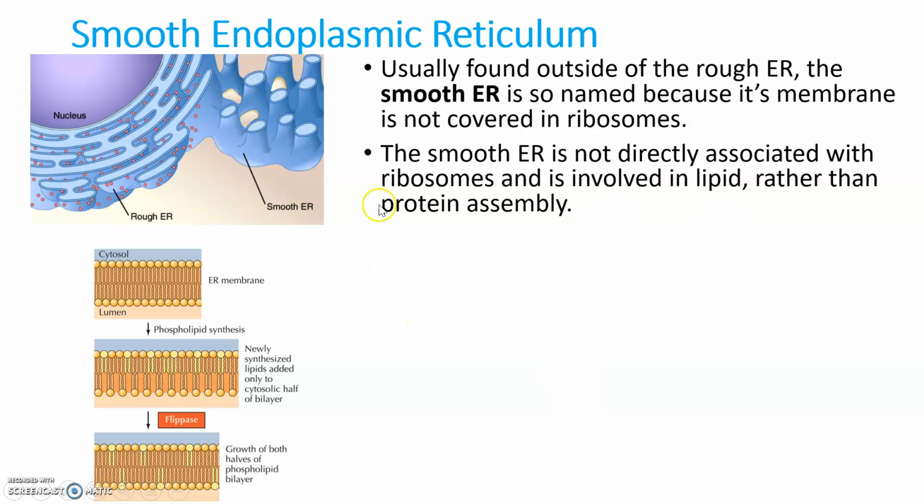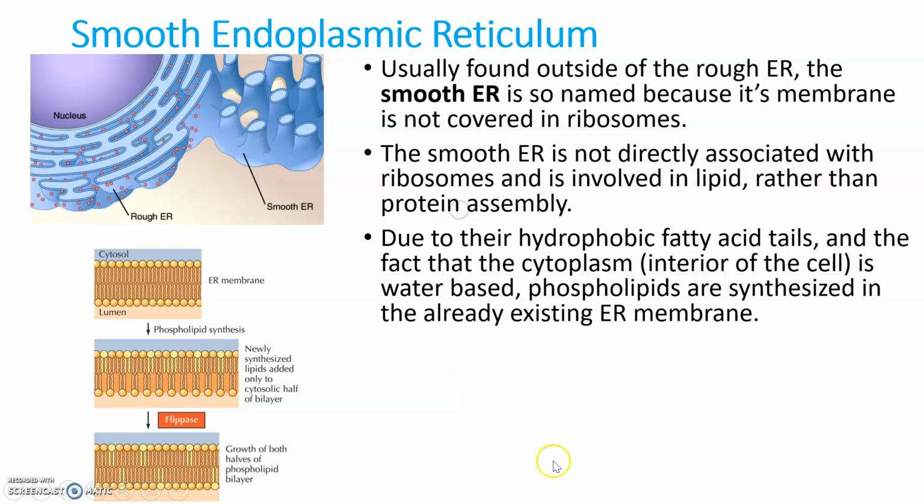doesn't have those ribosomes. Now, the smooth endoplasmic reticulum doesn't really fit into today's lesson. It's not really a site of protein assembly, but rather it's where lipids are generally made. So if you remember hydrophobic fatty acid tails, it means they're afraid of water, and the cytoplasm is mostly water. So it wouldn't do well to just make lipids out in the open in the middle of the cell. So instead, we make lipids in the actual membrane.